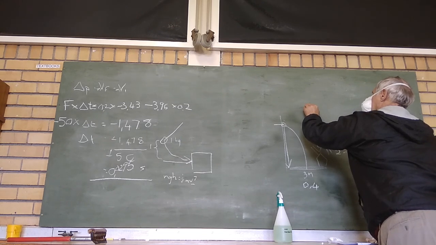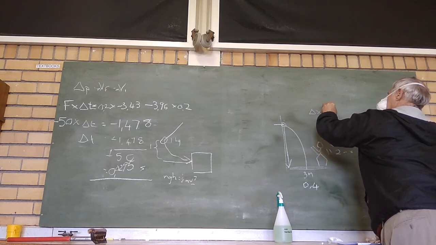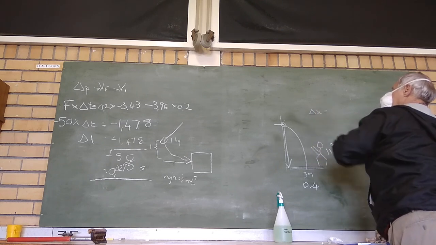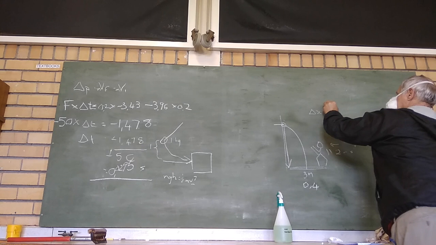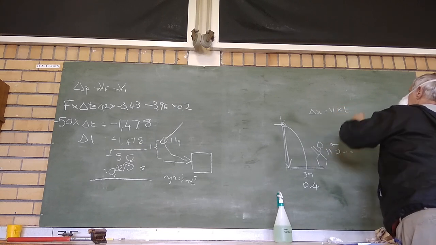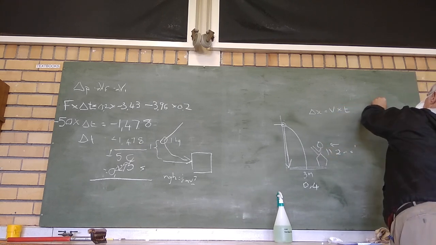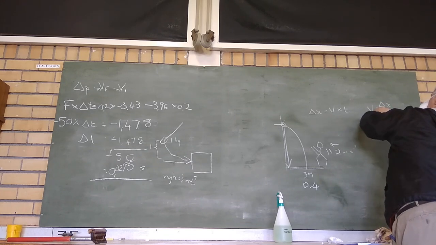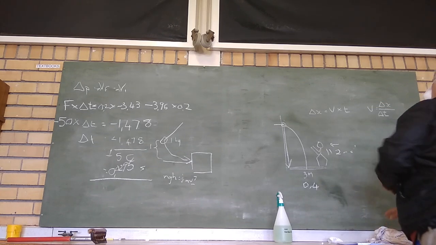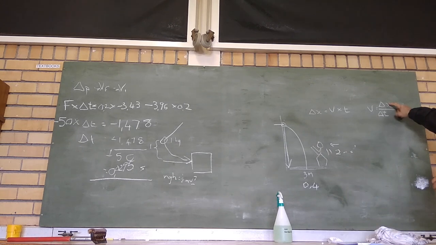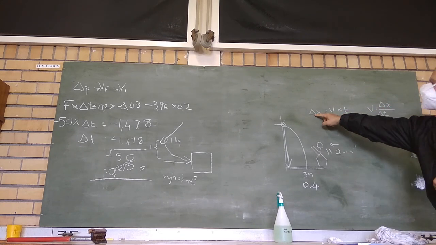Displacement is distance over velocity times time. You're using the formula velocity equals displacement over time. So let's find out his displacement. His displacement is velocity times time. Notice I'm using delta x because he's running horizontally.